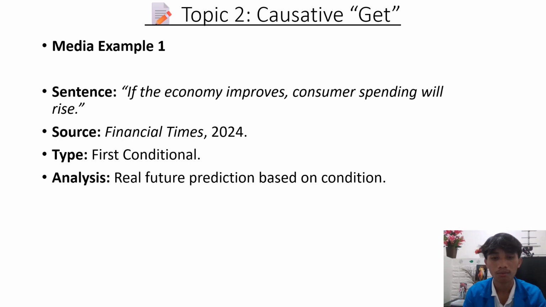Here is a real-world example from the Financial Times in 2024. If the economy improves, consumer spending will rise. This is a first conditional. It predicts a real future possibility based on the condition of economic improvement.